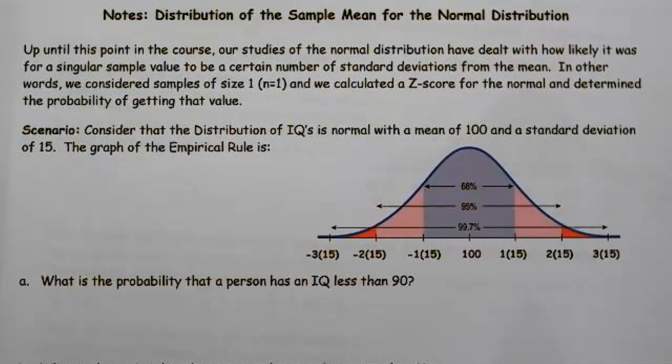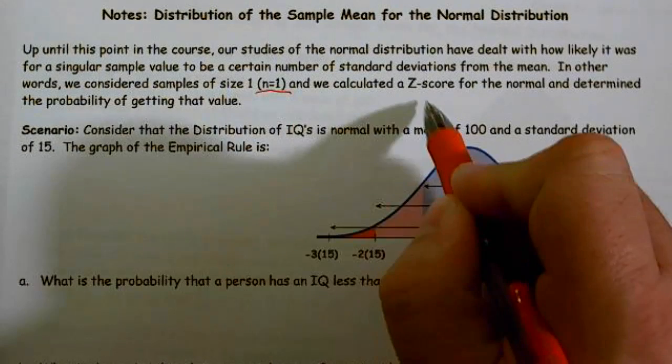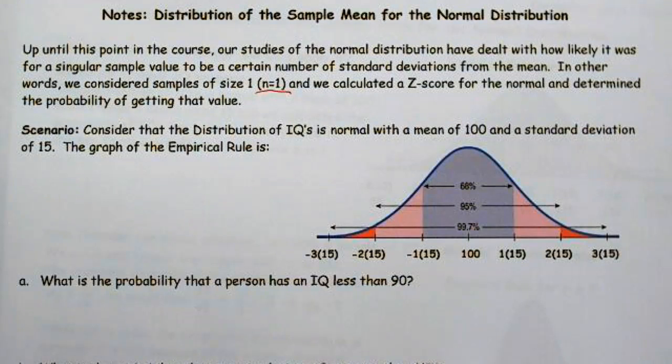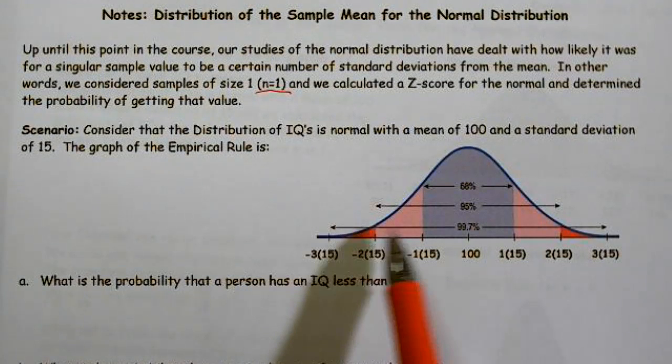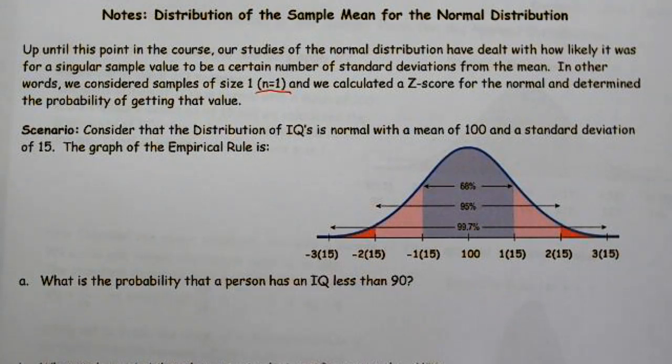Okay, this video is going to cover the distribution of the sample mean for the normal distribution. So we're going to continue working with the normal distribution, and we're going to review a little bit of what we've already done. Up until this point in the course, we've been working with samples of size 1, and we calculate a z-score for the normal and determine the probability of getting that value using the empirical rule and the probabilities associated with the standard normal z-scores.